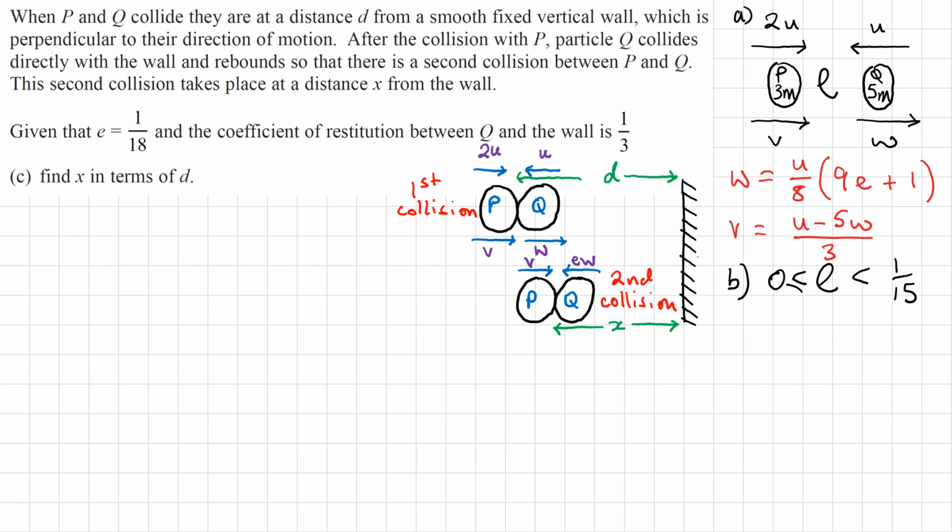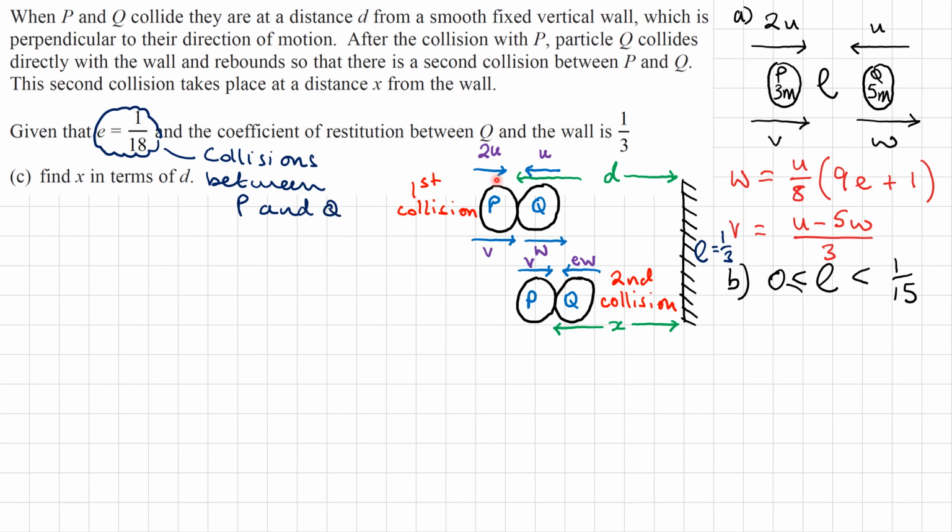So I'm just going to put in here E is 1/3 for the wall here, and E for the collisions is going to be 1 over 18. And this is for the second collision. Actually for both collisions, isn't it? So I can change that and put E is 1 over 18, and that's the collision between these particles P and Q.